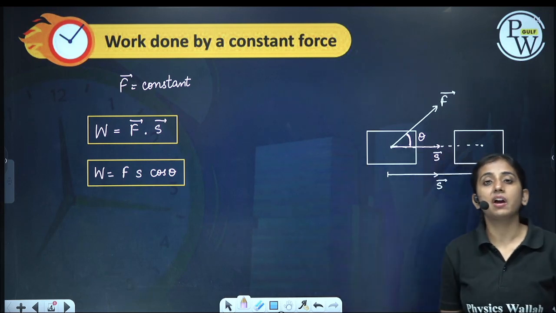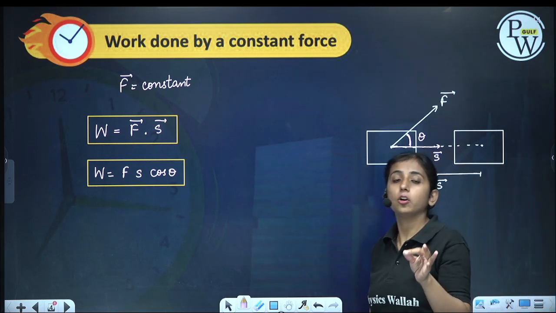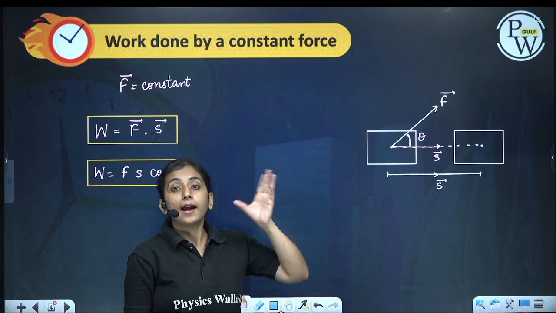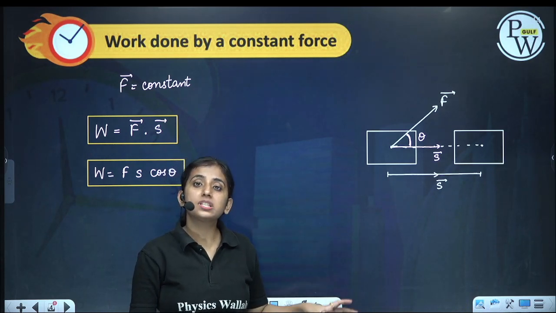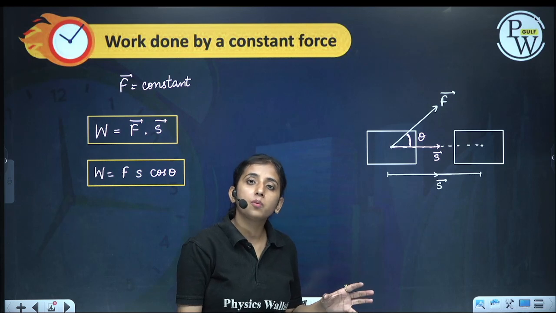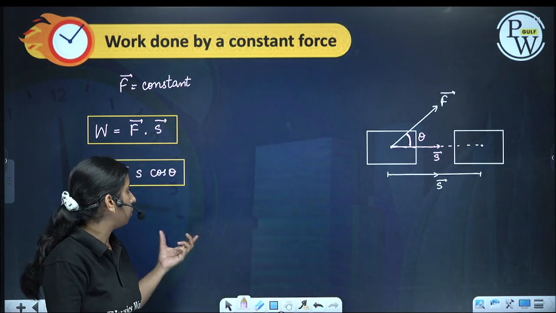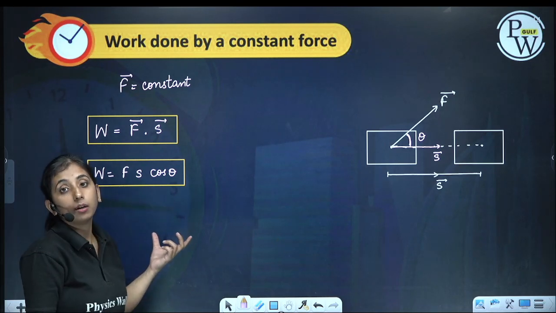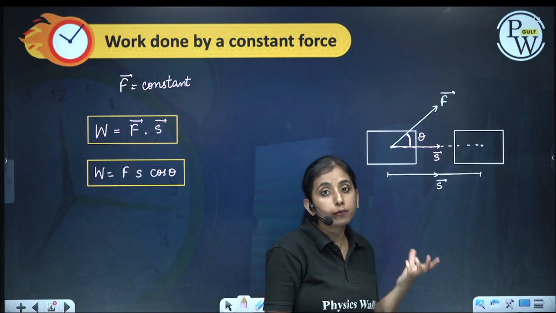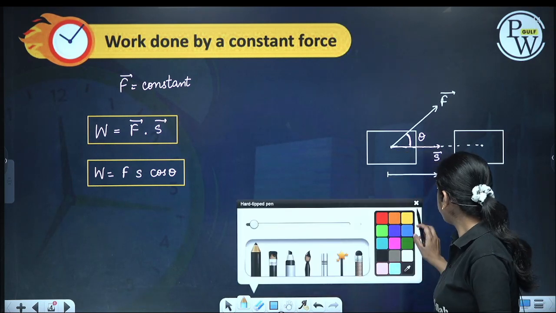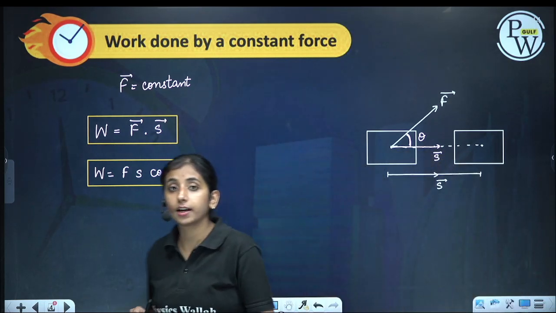If we have a constant force F acting on a particle which displaces it by amount S, and theta is the angle between the force and displacement, so work done will be given by F dot S, which is equal to Fs cos theta. This will be the work done by the F force acting on the particle. So this is how we define it for the constant force.